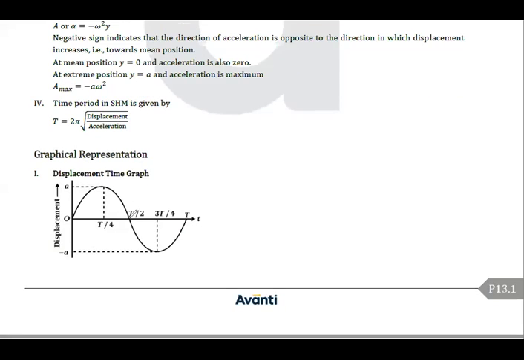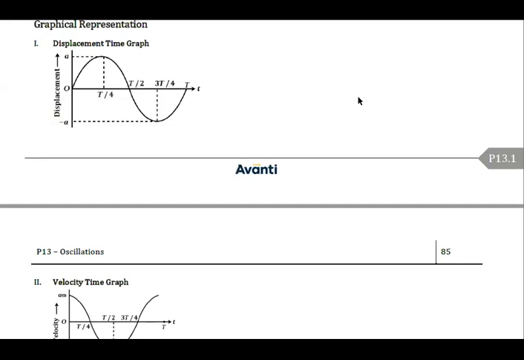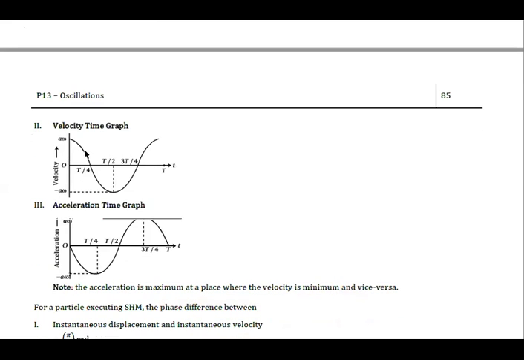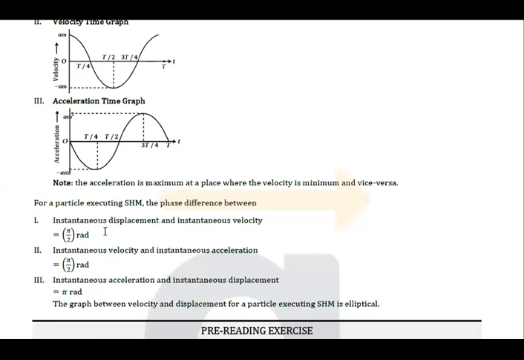Now, in this case, what is the phase? Tell me, what is the initial phase? You can tell me just by looking at the graph. The initial phase here is 0, because at time t equal to 0, it is starting from 0. So the equation would be y equal to a sine omega t, or x equal to a sine omega t. This is velocity and this is acceleration. So let's solve these pre-reading questions.